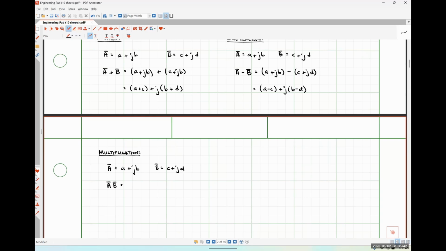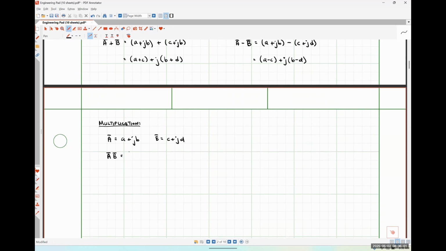So you'll never see A cross B, A dot B, or A asterisk B to mean multiplication because it's too ambiguous, okay? It will always just be one complex number next to another complex number that implies multiplication.